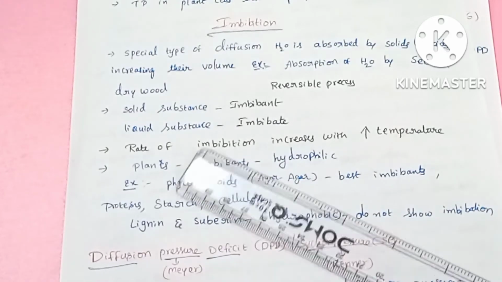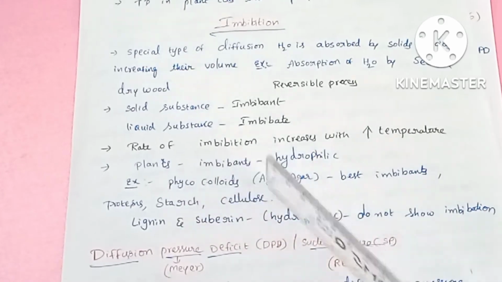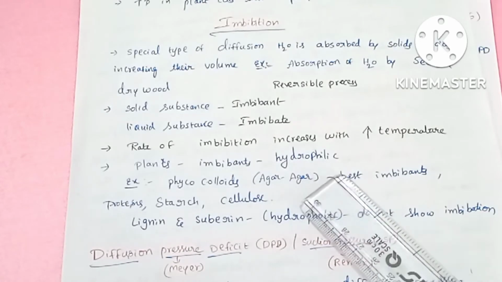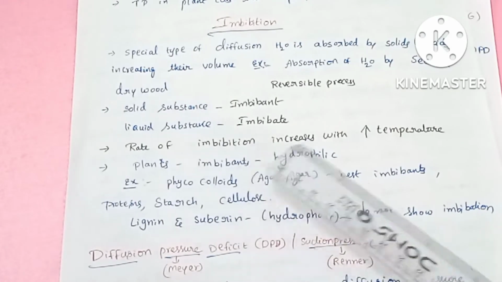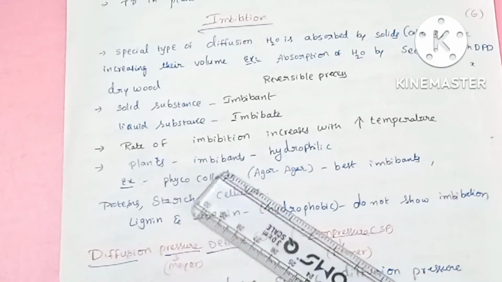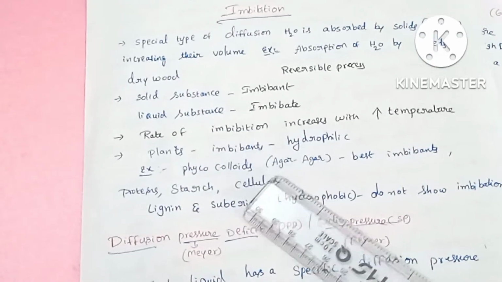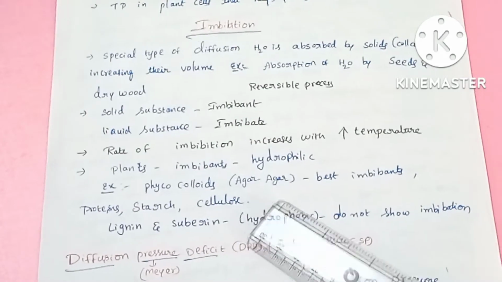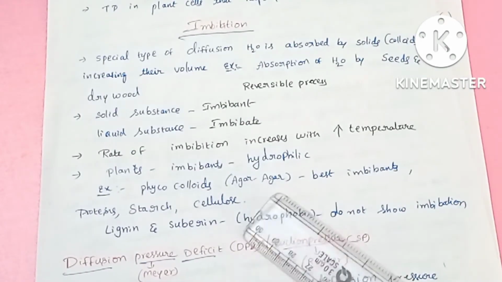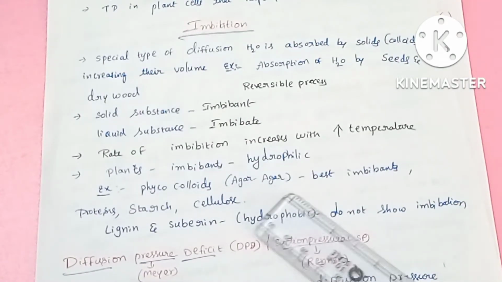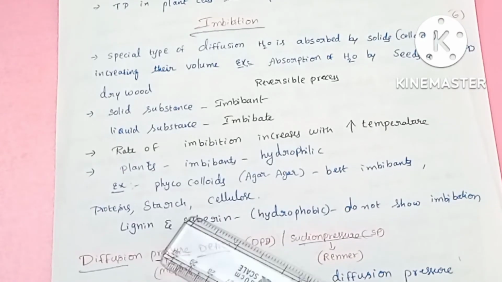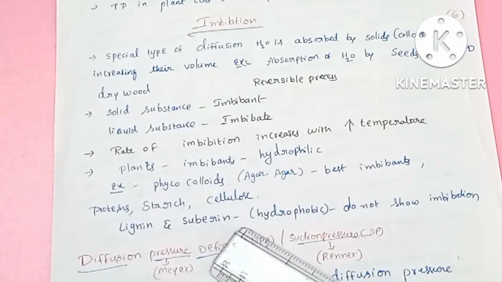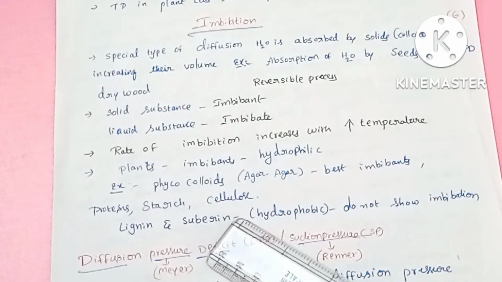Plants are good imbibants because they are hydrophilic in nature. Hydrophilic means what? Water loving. They like water. Examples of plant imbibants are phycocolloids like agar. It is obtained from red algae and it is the best imbibant. And there are some other imbibants like proteins, starch, and cellulose. All these are examples of imbibants.